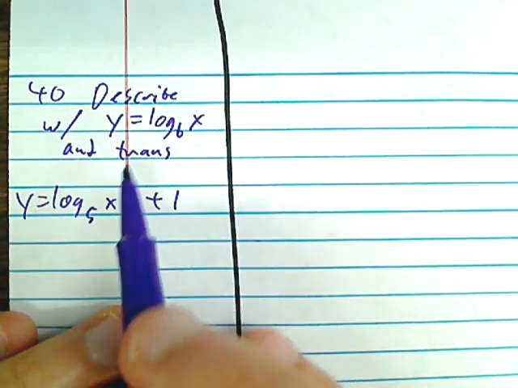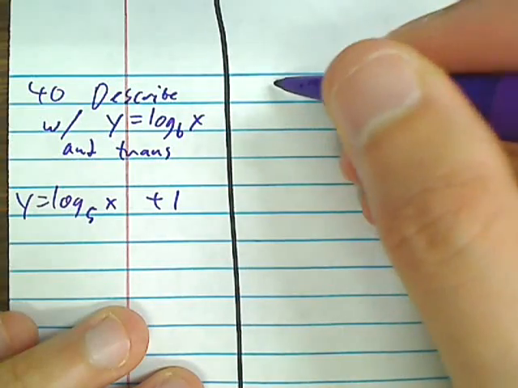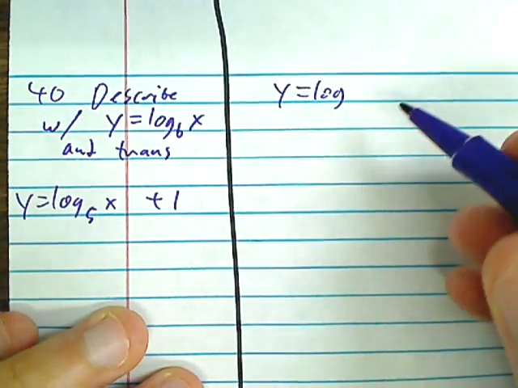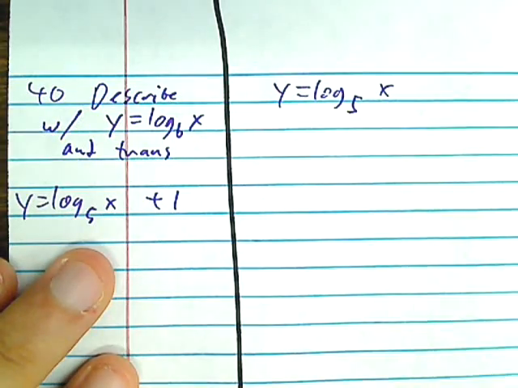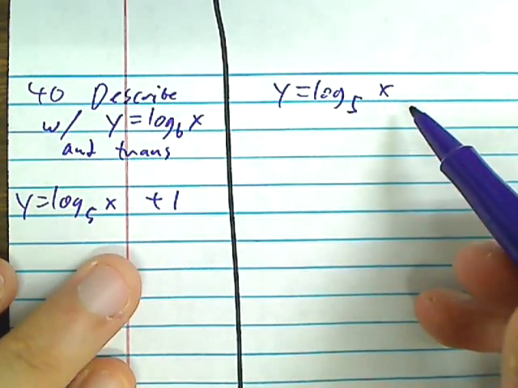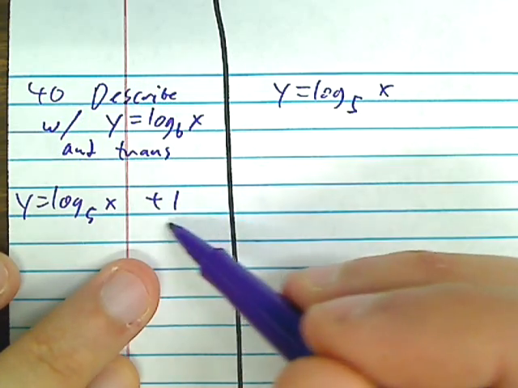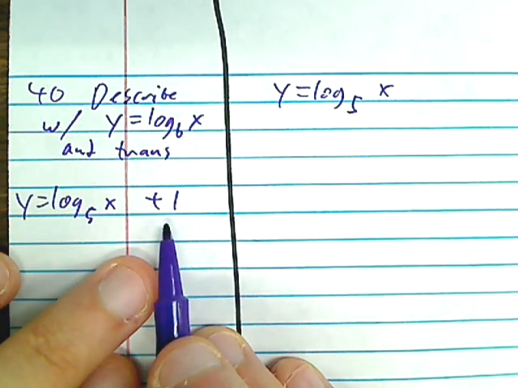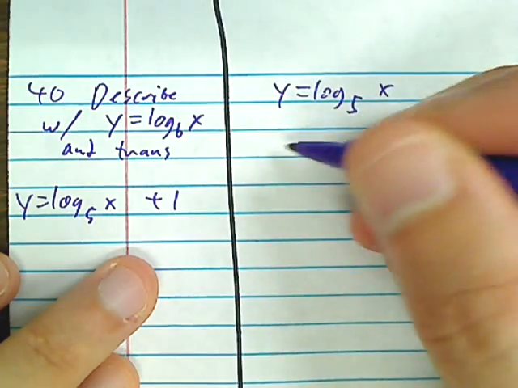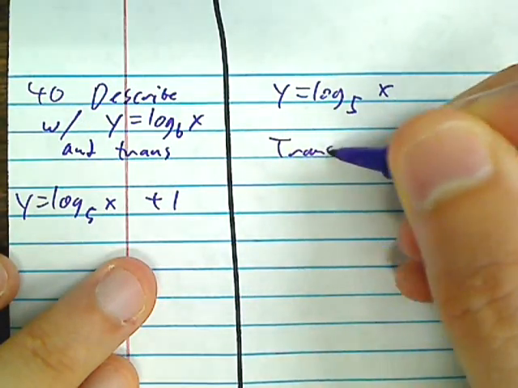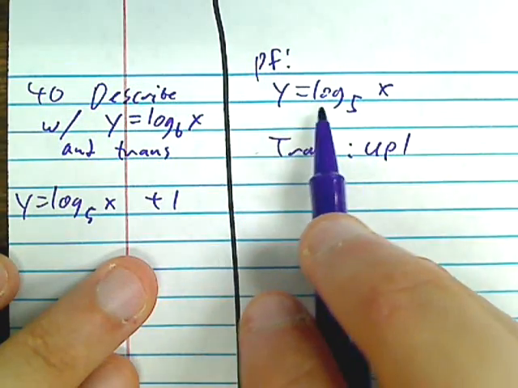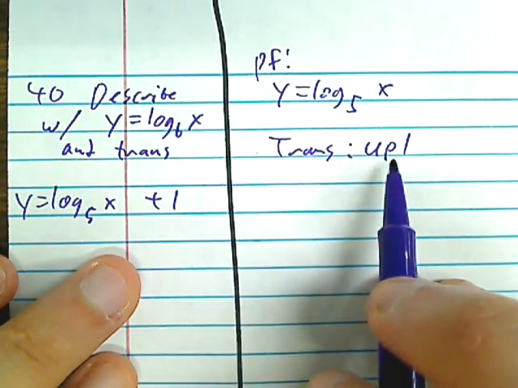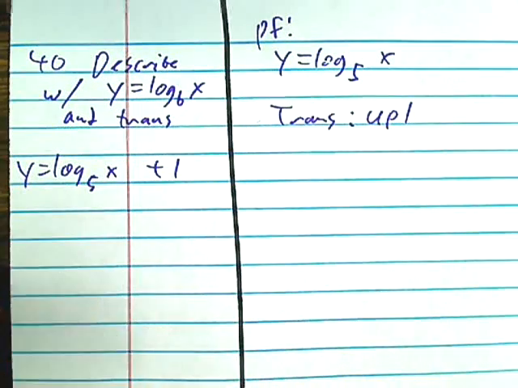Okay, so the parent function is y equals log base b of x. The base here is 5, so your parent function is log base 5 of x. So you'd have this graph here, and then what's the transformation? You're going to move all the points based on what this tells you, plus 1 at the end, up 1. So the parent function is y equals log base 5 of x. The transformation is up 1.